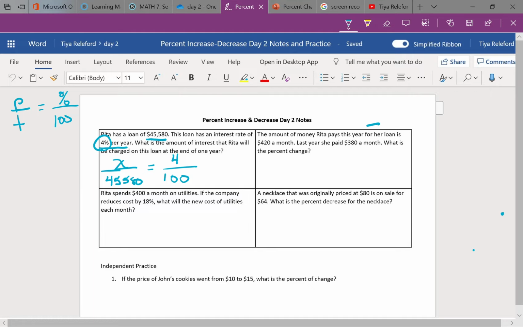So once you get this written, you can solve it like a regular proportion. So I'm going to, it's kind of a pain, I'm going to do 100x and 45,580 times 4.